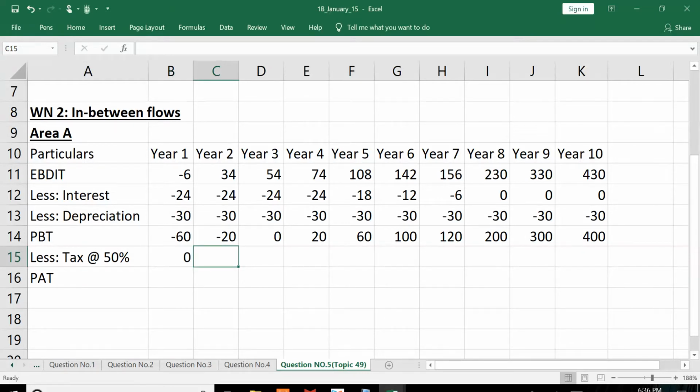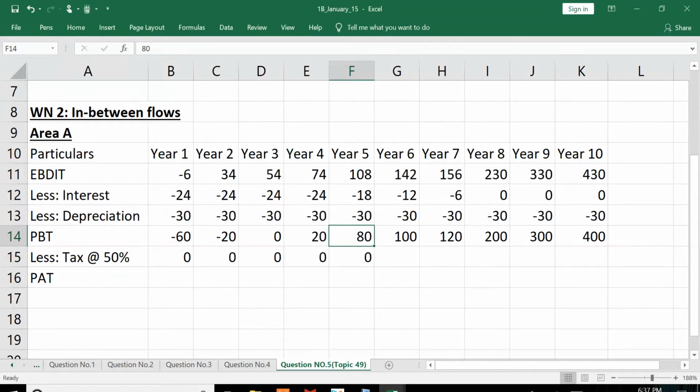Carried forward losses negative 60, negative 80, negative 80, negative 60, carried forward losses 0 and thereafter I will pay tax. Listen, it's not necessary that it has to be 60, it could have been 80 also.